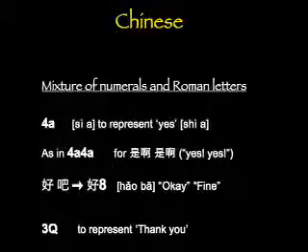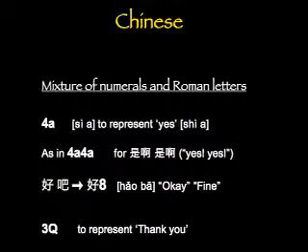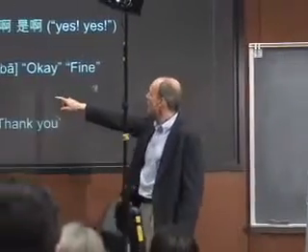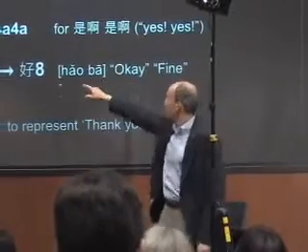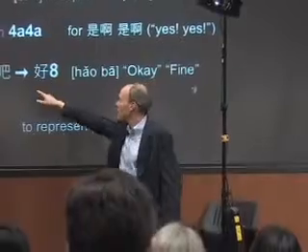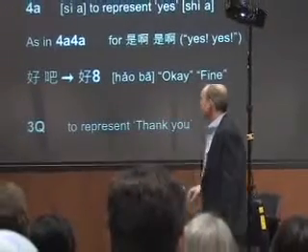A mixture of numerals and Roman letters. So here we have s, a for sh, a. It's vaguely similar, but it saves a lot of time in the process of writing. And then here for hao ba, just as we saw with the ba, you can replace this character with the 8.